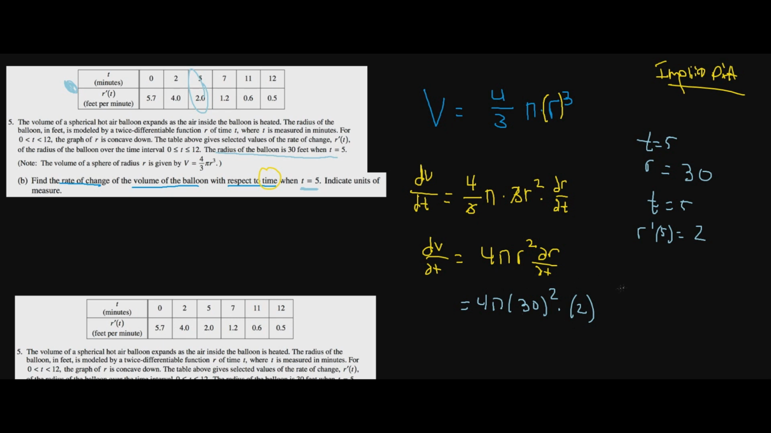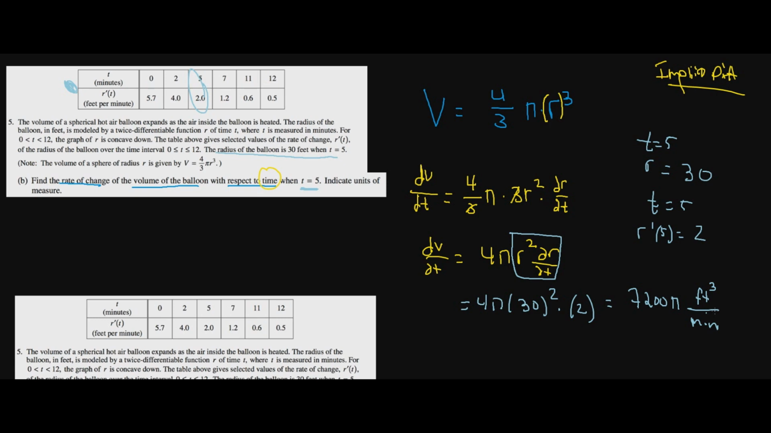Now we just have to multiply this out. 30 squared times 2 times 4. We'll get 7,200 pi. And again, I know this, but you can do it. They obviously want you to. And it does say indicate units of measure, which could be kind of tough. Well, your units of measure are going to be right here. What are the units of your radius? Feet. And we have feet squared times dr, which is feet per minute. So this is going to be feet to the third power divided by dt, which is just minutes.